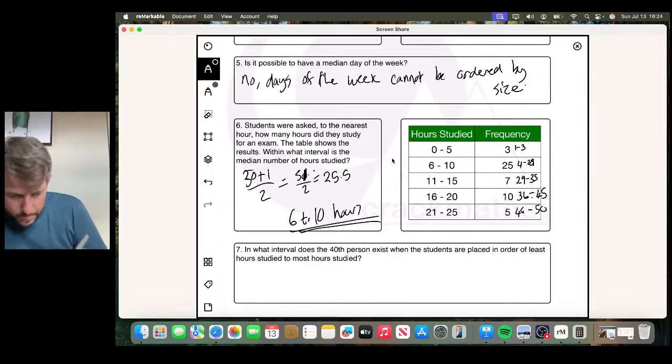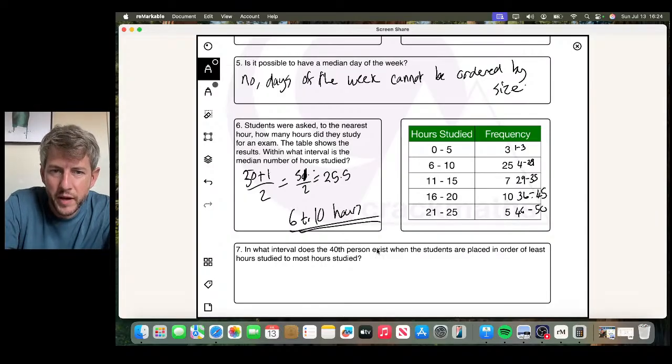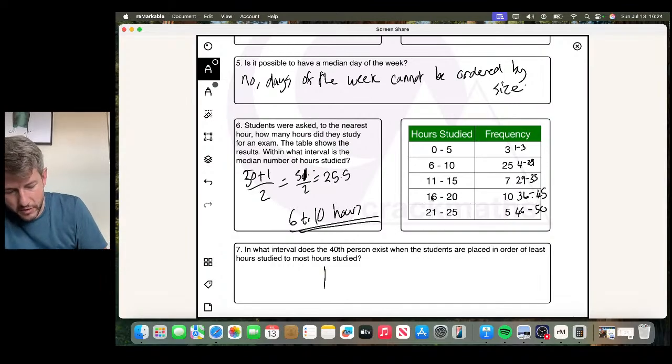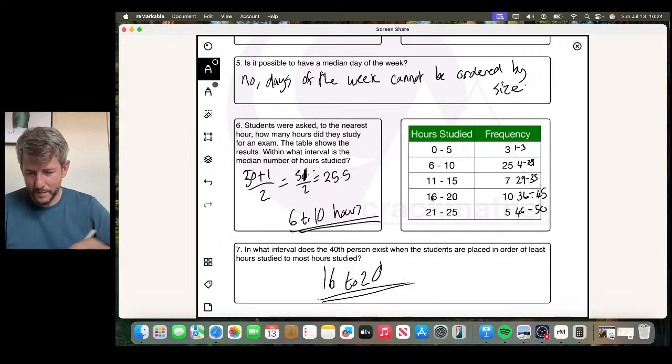Okay. In what interval does the 40th person exist when the students are placed in order of least hours studied to most hours studied? So they will be in this group, in the 16 to 20 group. Okay. Right, let's mark these.